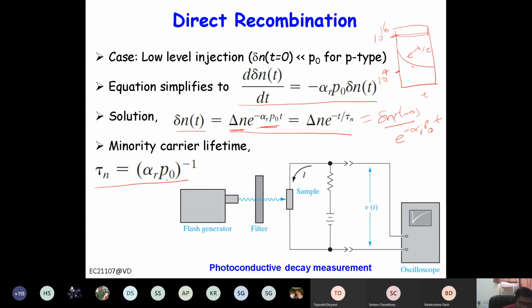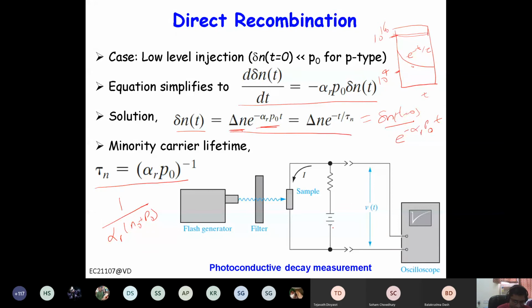You can write a more general expression. If you don't ignore the minority carrier concentration, you can also write the more general minority carrier lifetime as 1 over alpha R times n naught plus p naught.